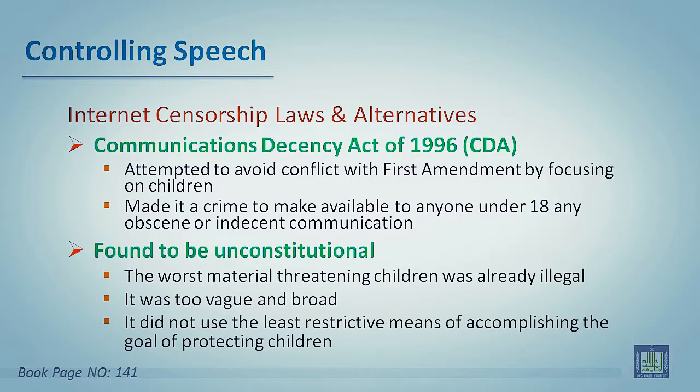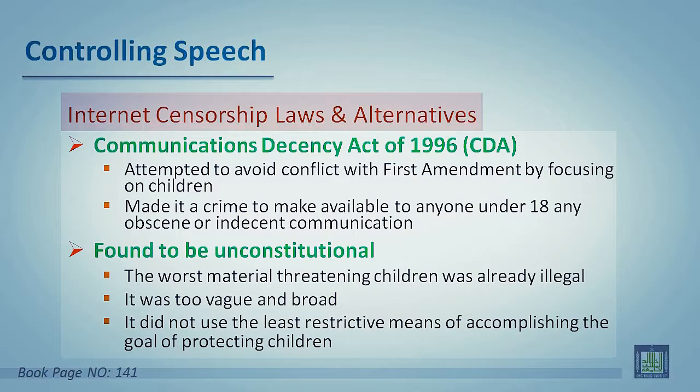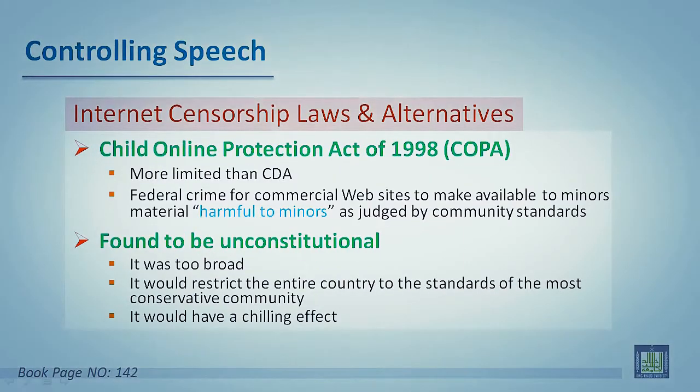Internet censorship laws and alternatives. The main purpose of these laws is to control the internet. The first act regarding this was in 1996. After that, laws were updated or changed, especially regarding children's protection. In this act, it is stated that it is a crime to make available to anyone under 18 any obscene or indecent communication. In this act, more restrictions were made. So, it became a crime for commercial websites to make available to minors material harmful to minors as judged by community standards.